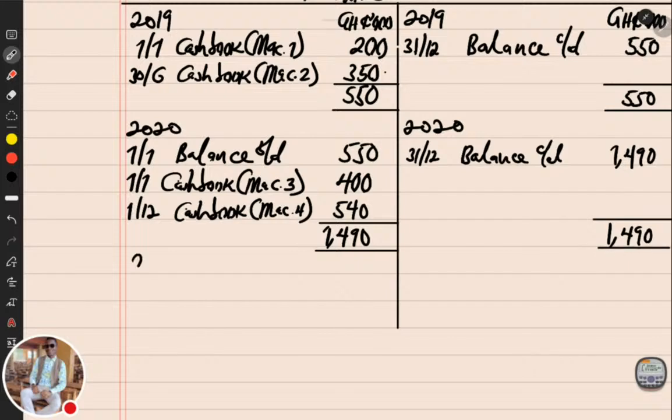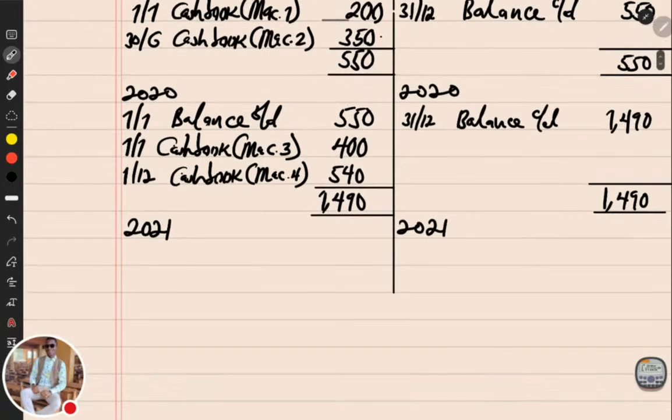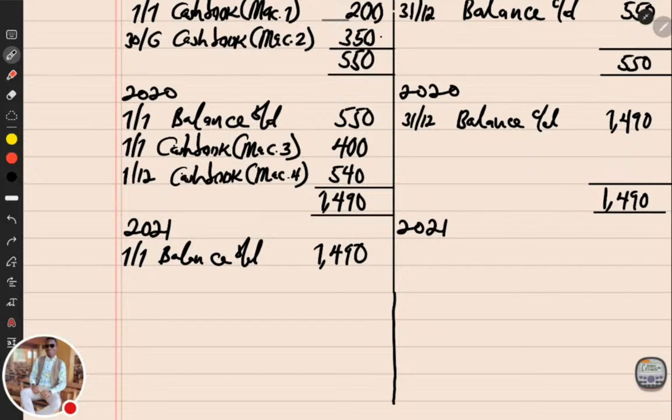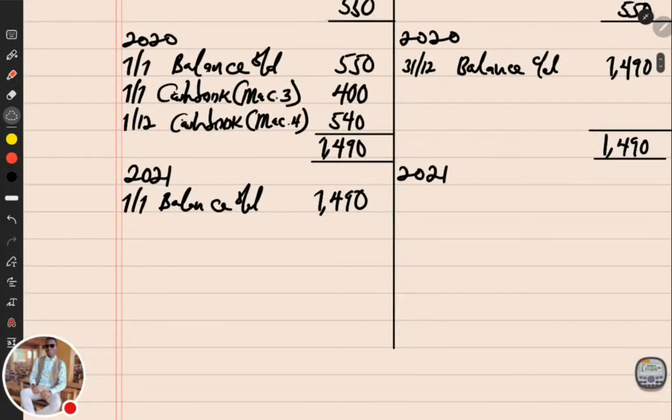Okay, then move on to 2021 for the next period. So we'll have in here first, that's 1st January, we'll have our balance brought down as what? 1,490 there. But we are not done. We were told in the question that in the year 2021, there was what? A disposal. There was a machine disposal there. So let's work on that as well too.